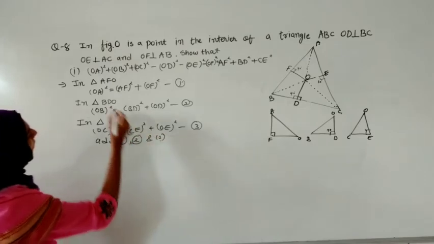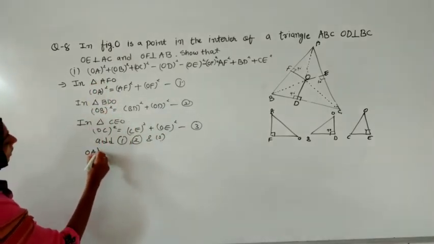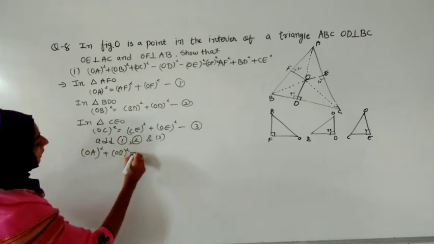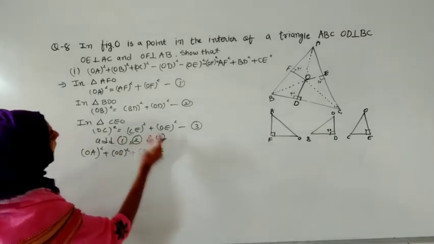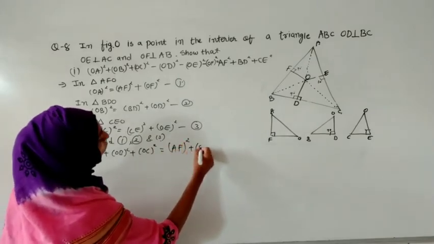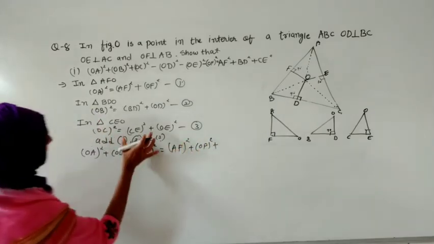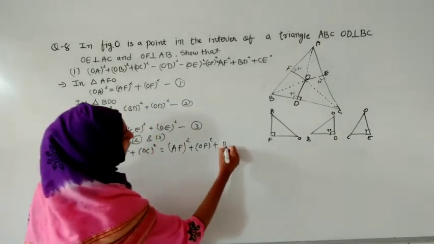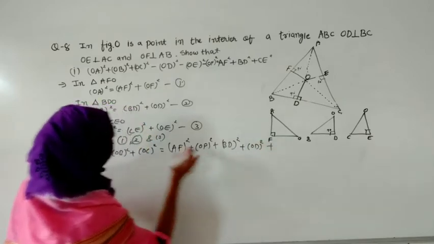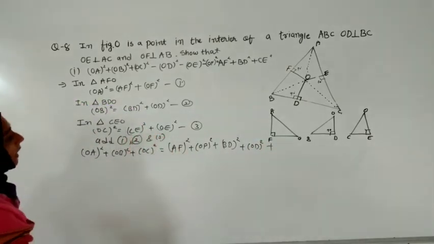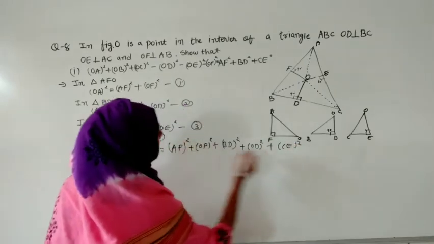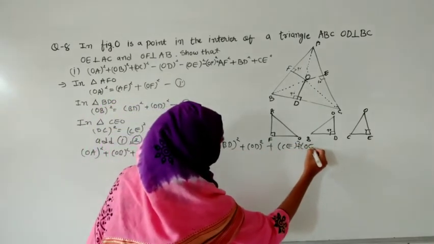So how will it look? Left hand side will be added to left. So OA square plus OB square plus the third one, OC square, and that will be equal to AF whole square plus OF whole square, plus we will take this, BD square plus OD square, and the third one from our RHS, that is CE square plus OE square.